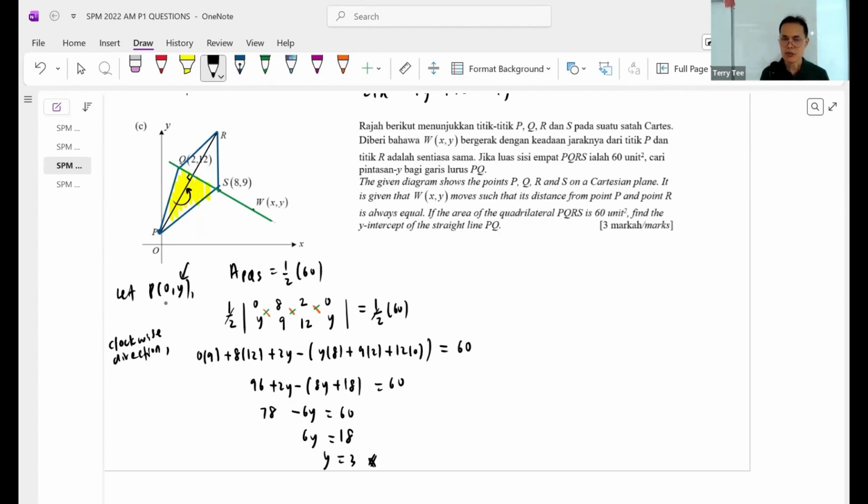The way this question is a bit tricky, it's not so straightforward. You have to understand the concept of the perpendicular bisector. So you halve your area, half of 60 is 30, and then you find your area. We have to let P be 0, y first. And like I said, if you don't know, you can do both clockwise and anti-clockwise, put a plus minus for two sets of answers. But since I chose the clockwise direction, it can only be positive 60 here. So for y, my y is 3.